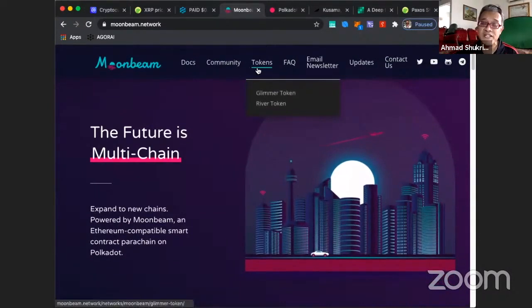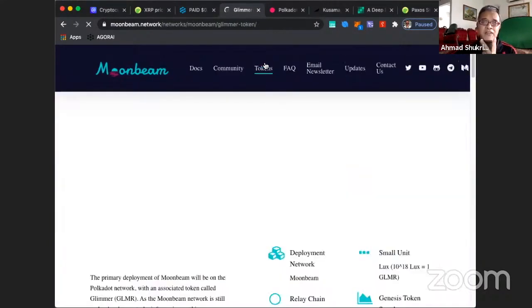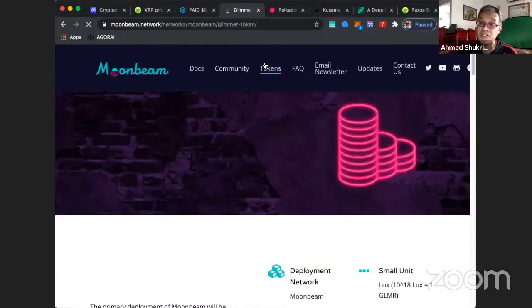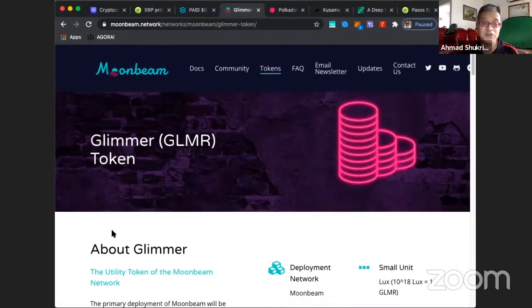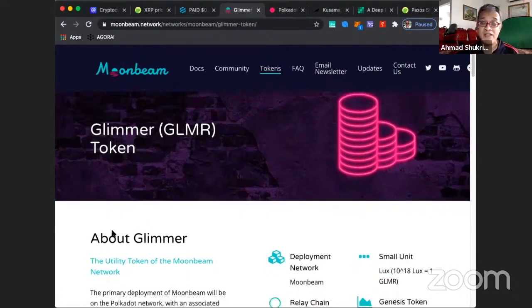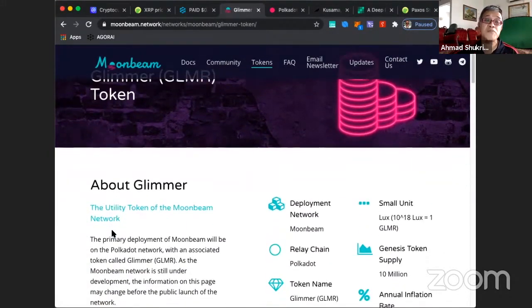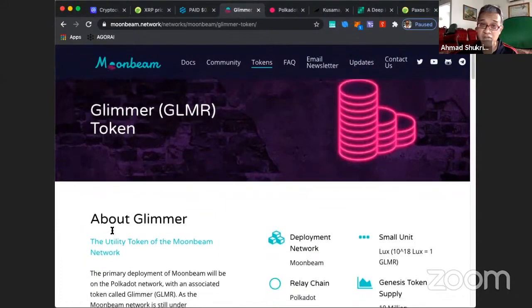Look at the tokens they're coming with. There's Glimmer and there's two. That means they're coming with two tokens. How come they come out with two? And then I will explain to you the genius of Polkadot, which is Gavin Wood. He's from Britain. Oh, sorry, he's Dr. Gavin Wood. I don't know where he got his doctorate. But there is the Glimmer token here. This will be the main utility token of Moonbeam.